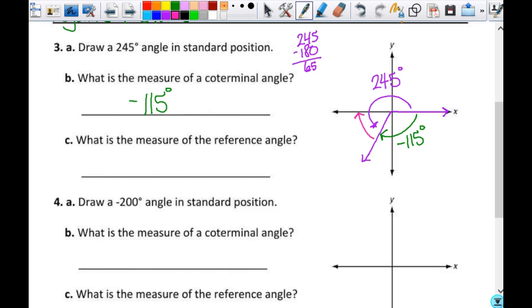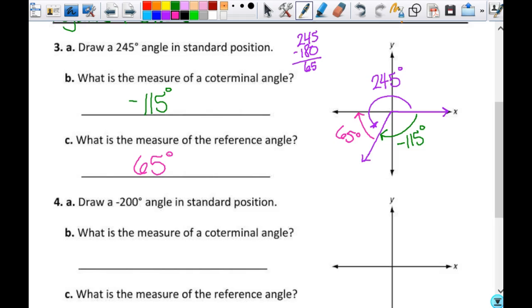Okay, so if I'm just going from the terminal side back to the x-axis, 65, positive or negative? Negative? Tell me again what a reference angle is. It's positive. So even though to get here I would have to go clockwise, when we're talking about the reference angle, it is always a positive acute angle. So this is 65 degrees.